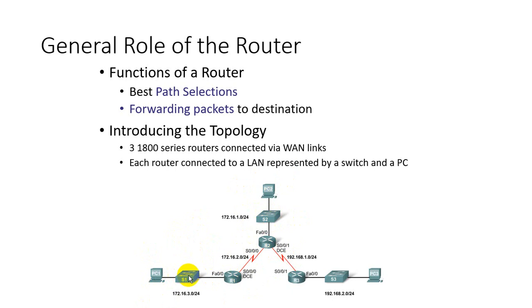Okay, this is the PC and the switch, and it has its own network. For example, R1 has 3.0 and 2.0. Similarly, R2 has 3 networks: 2.0, 1.0, and 192.168.1.0, and R3 similarly has 2 networks: 192.168.0 and 192.168.2.0.